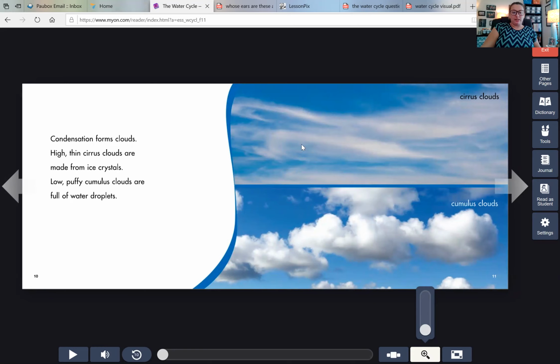High, thin cirrus clouds, like up here, these are called cirrus clouds. They are made from ice crystals. And down here, these low puffy clouds, these are called cumulus clouds, and they are full of water droplets. Okay, so if you see these clouds up here, there's ice crystals in them. And these low puffy clouds have water in them.